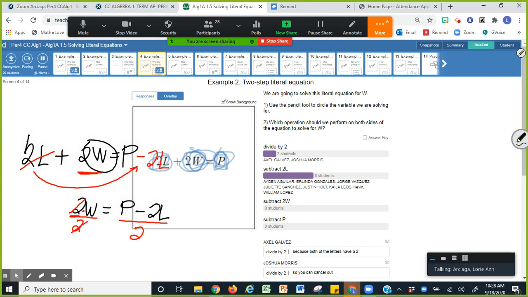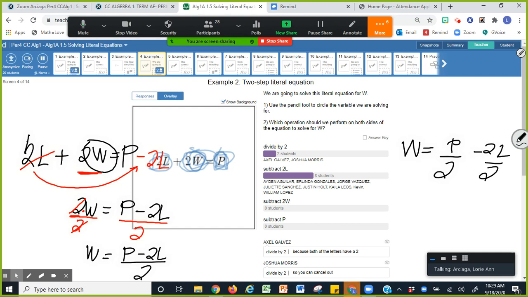And you get W equals, you can copy this exactly as it is, or I would like to share what some of you wrote last time, and I was pretty impressed. So W equals, you can distribute the 2, make it P over 2, right? Minus 2L over 2. But see, these 2 will cancel out again. So you will end up with W is equal to P over 2 minus L.